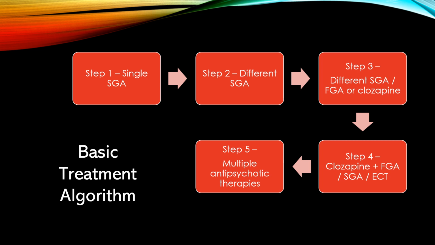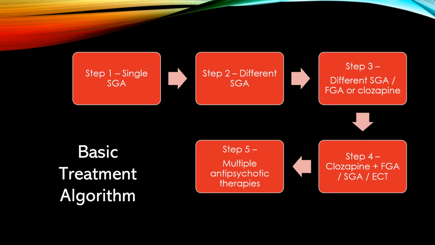So here's a basic treatment algorithm. Step one, a single second generation antipsychotic. Step two, maybe a different one. You tried one that didn't work, so you may have to move to a second one. And then step three is either another one or a first generation antipsychotic or clozapine. You do need a special course, a REMS course, to be able to prescribe clozapine, so you have to take that. And then step four is clozapine plus a first generation antipsychotic, second generation antipsychotic, ECT. And then step five is multiple antipsychotic therapies.